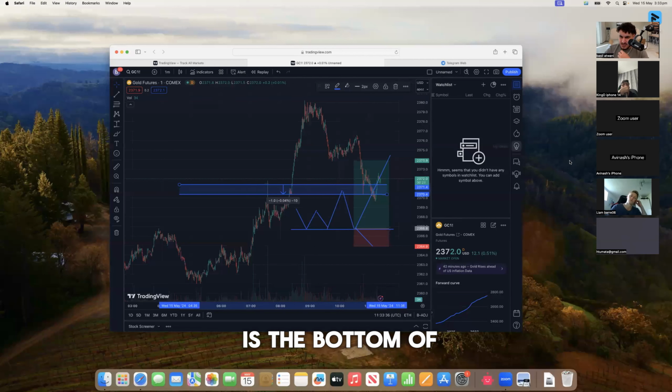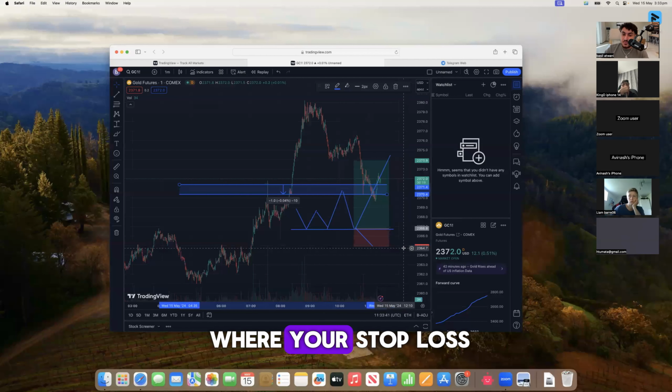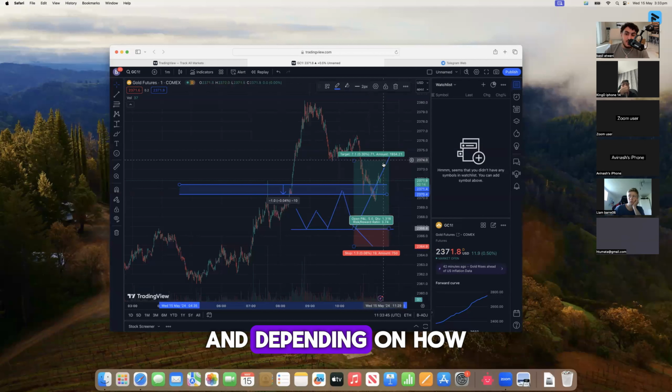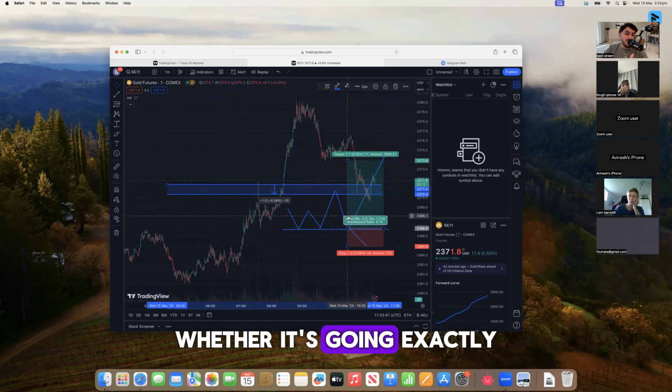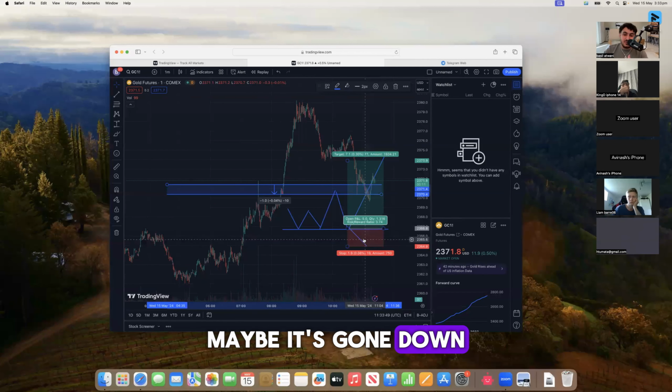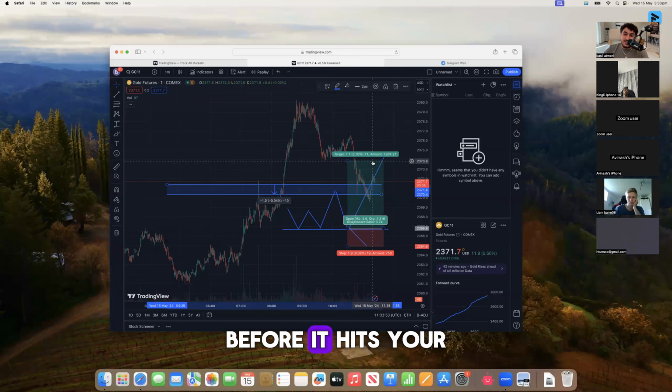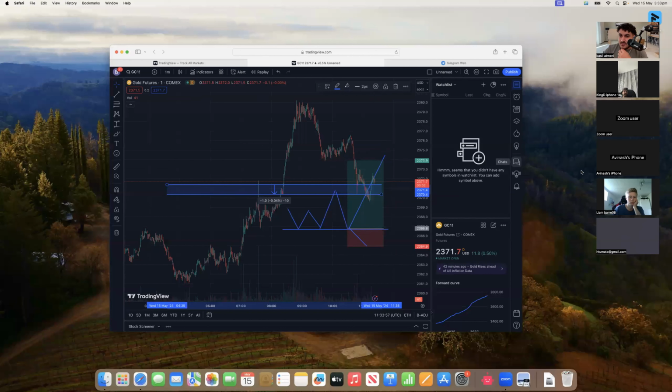Is the bottom the stop loss position? Absolutely, mate. So down here is where your stop loss would be. Down here would be where your take profit would be. And depending on how the trade is going, whether it's going exactly as you thought, maybe it's gone down too much and it's gone back up again, you might want to close this trade before it hits your take profit and close out some profit. Boom, boom, boom. Any more questions?